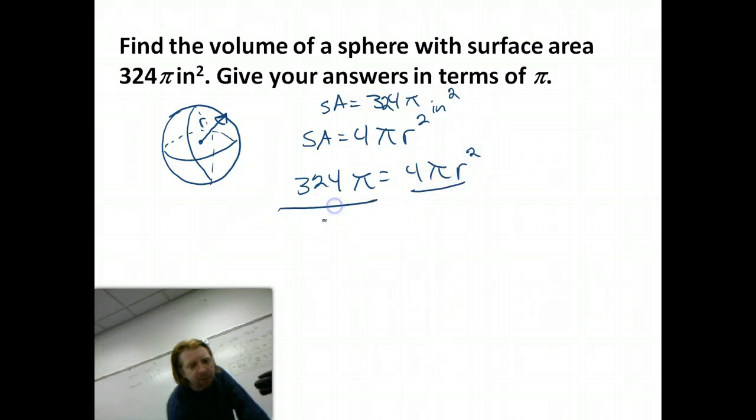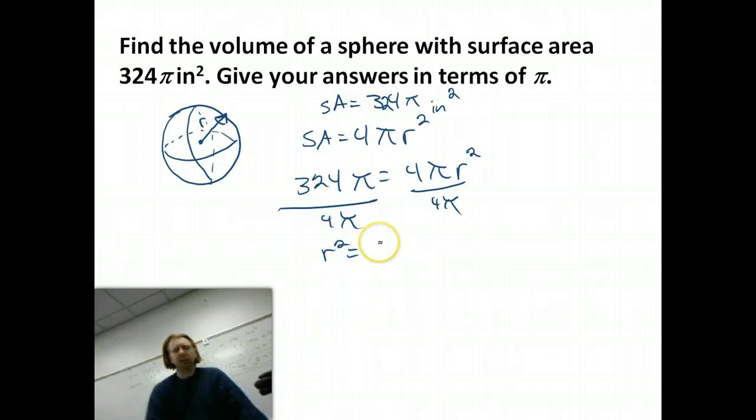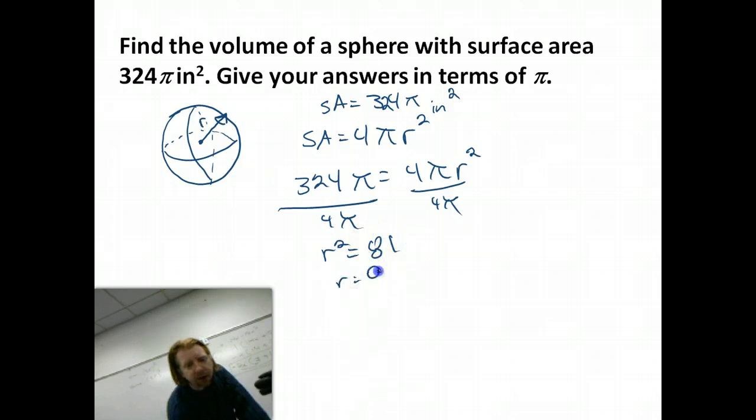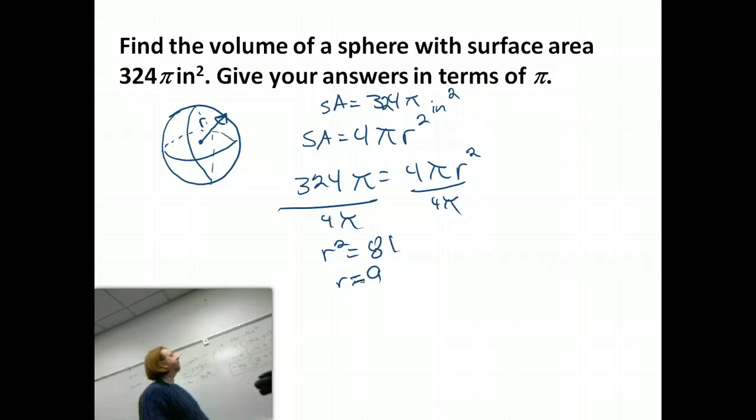So I divide both sides by 4 pi. And that gives me r squared is equal to 81. Yeah, then r is equal to 9. Now I can go ahead and get a volume out of the sphere. But to do that, first I had to use the formula for surface area to give me a radius, to give me an idea of just how big of a sphere I can make out of all of this material.